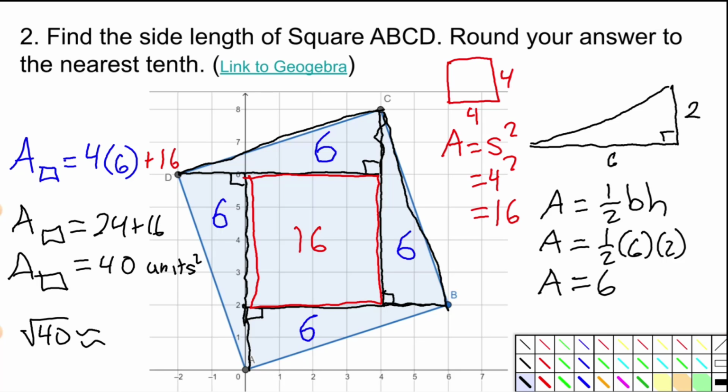And it is approximately, let's do that really quick on a calculator. It is approximately 6.3. So around 6.3 units. All right, and there we go. That's how we do it.